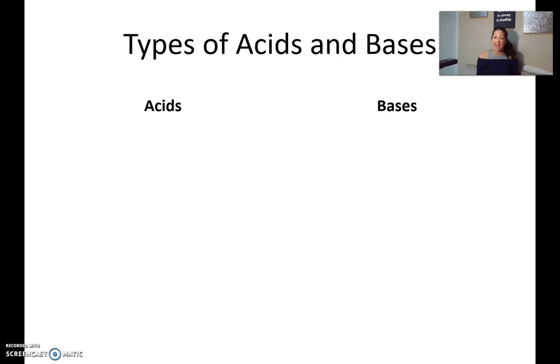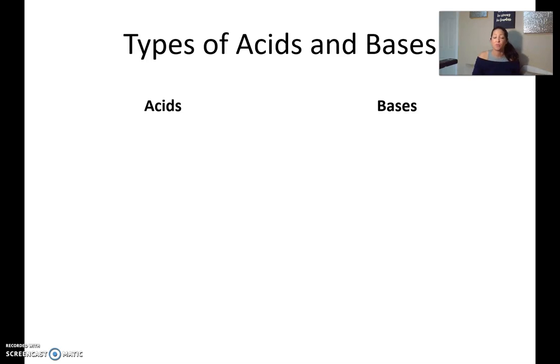One way to classify acids and bases is by the number of hydrogen atoms or ions and the number of OH ions that are present in either the acid or the base. So let's take a look at the acids. That's going to depend on how many H plus ions are in that acid.